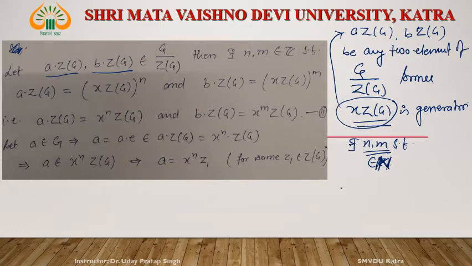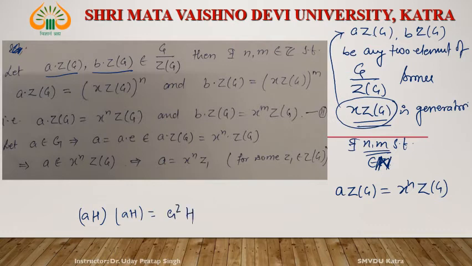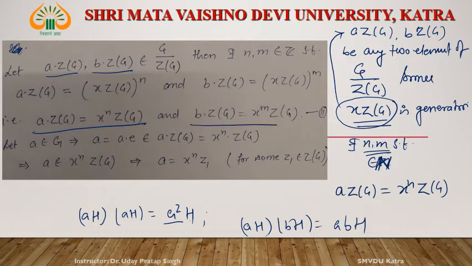Then aZ(G) is equal to (xZ(G))^n. See here, we know that aH times aH is equal to a squared H, since the operation is aH bH equals abH. Similarly, aH times aH is a square H. Then aZ(G) is equal to x^n Z(G), and bZ(G) is equal to x^m Z(G).